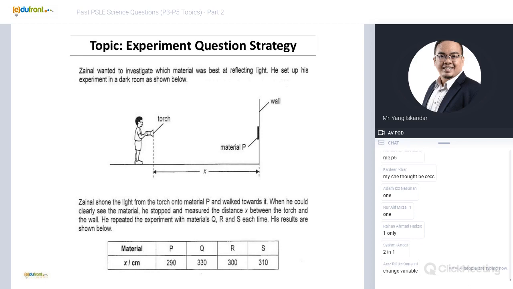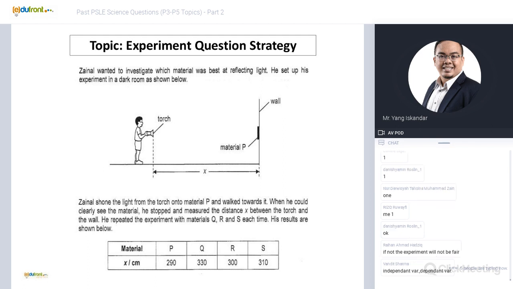There can only be one change variable. Very good. Now, why? Why can there only be one change variable? Why not 2, 3, 4, 5? Any P5, this is only for the P5. P6, you must know this. P5 student, why must there be only one change variable? Any of the P5 students here can answer?